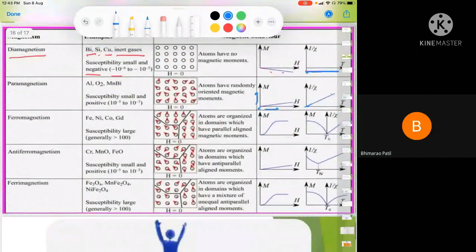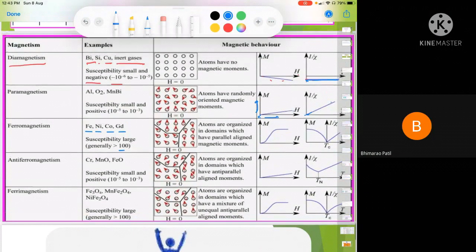Okay, then go to the ferromagnetic substances, examples of iron, nickel, cobalt, then gadolinium. The magnetic susceptibility values are generally large, greater than 100. Atoms are organized in a domain which has parallel aligned magnetic moments. You see that parallel alignment of the magnetic moment in a domain. But if you place it in an applied magnetic field, then the magnetism in that material increases spontaneously.